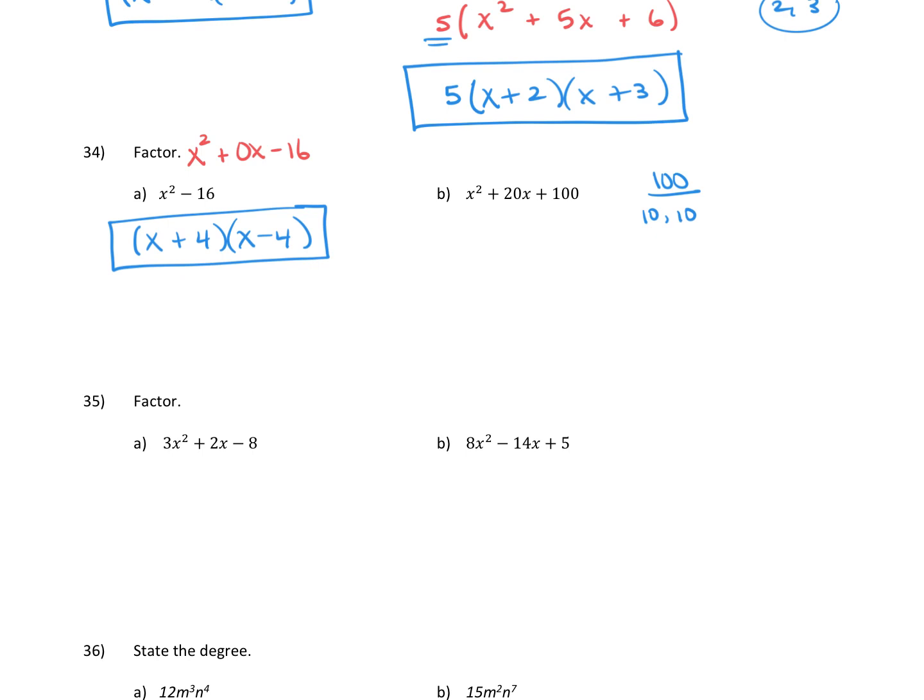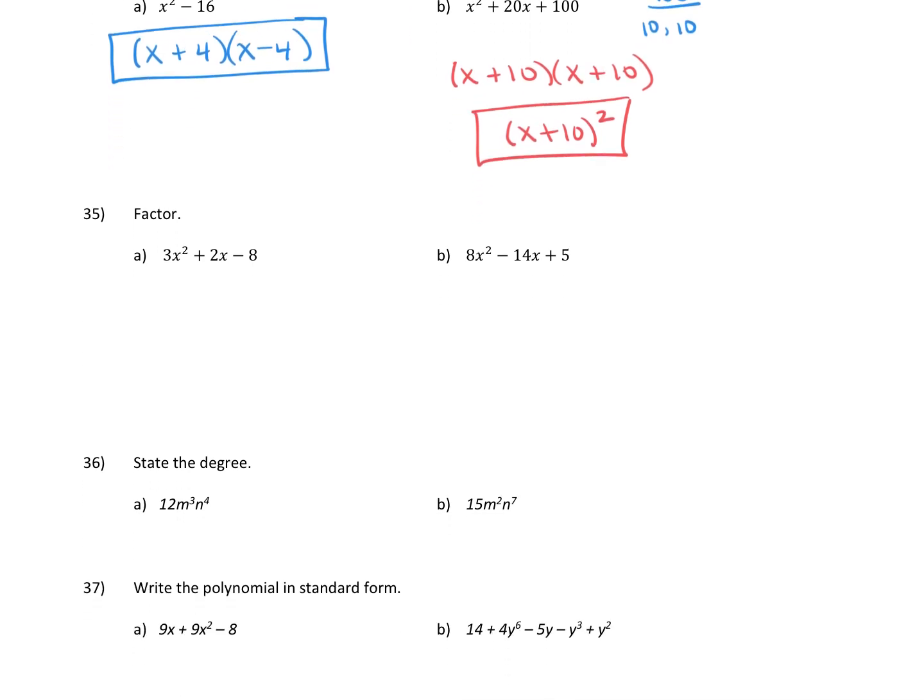So the factor pair we want is 10 and 10. Our binomial factors are x plus 10 times x plus 10. And when we have a binomial factor multiplied by itself, we can simplify one step further and say x plus 10 squared.